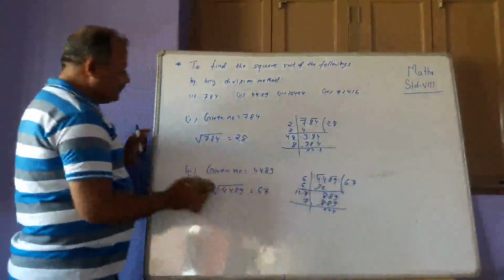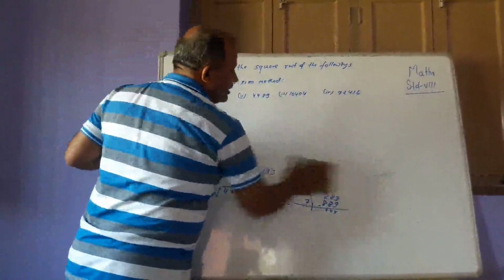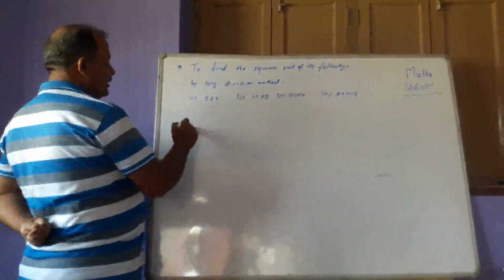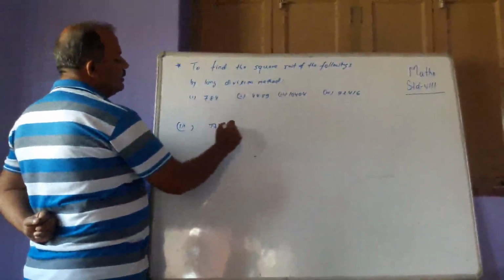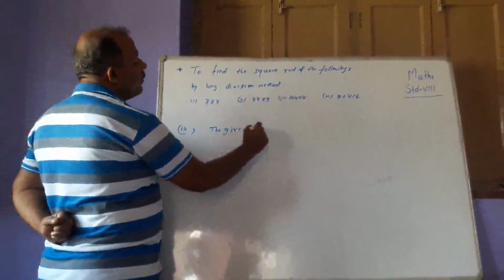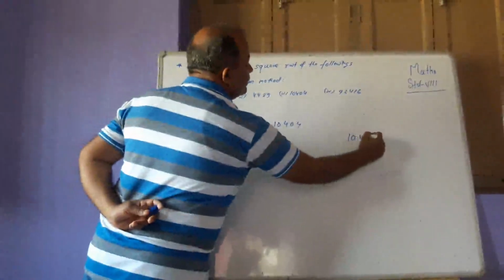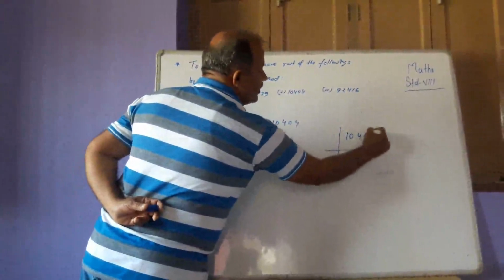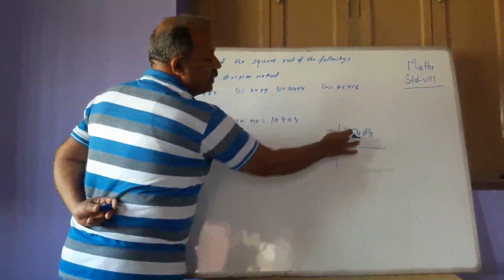In the same way, we proceed for the next number, that is 10,404. The third number is the given number 10,404. Now we have to write it here. On grouping from the right side in pairs, we find 04, 04 and 1.